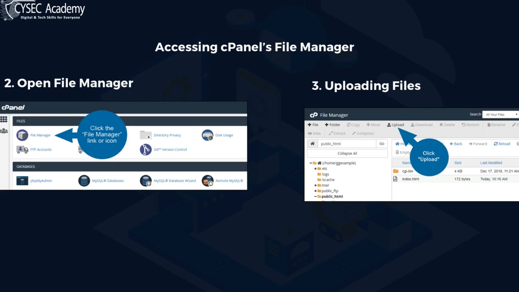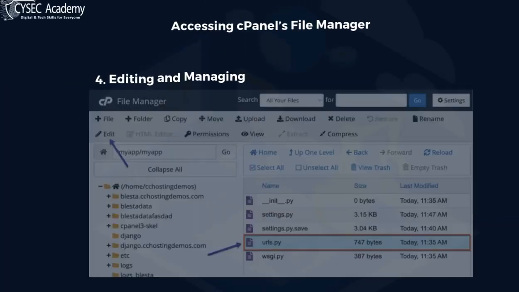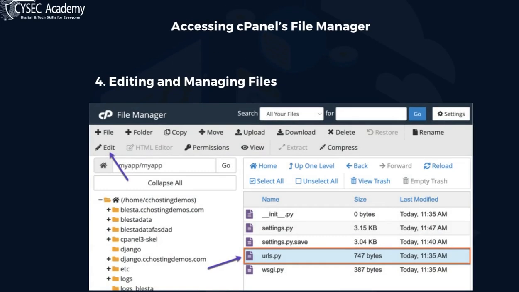3. Uploading files. Click the Upload button. Select the files from your computer and upload them. Once the upload is complete, return to public_html to confirm that the files are in place. For editing and managing files, File Manager also allows you to create, edit, move, and delete files directly within cPanel. If needed, you can change file permissions to control who can read, write, or execute a file.